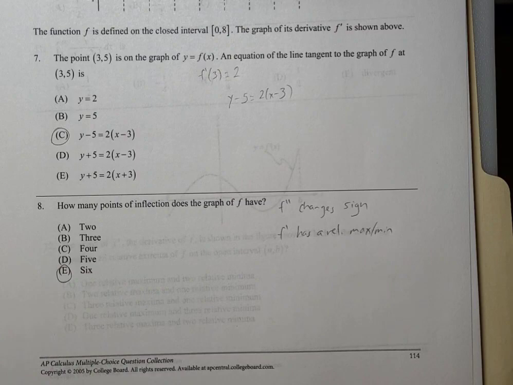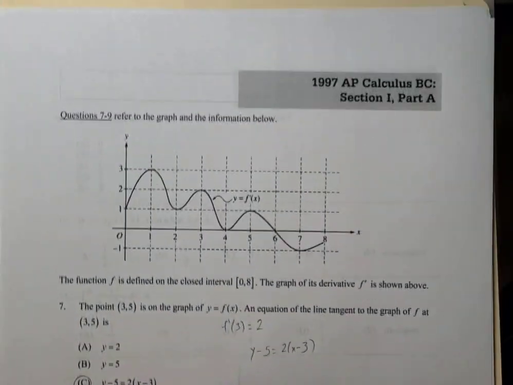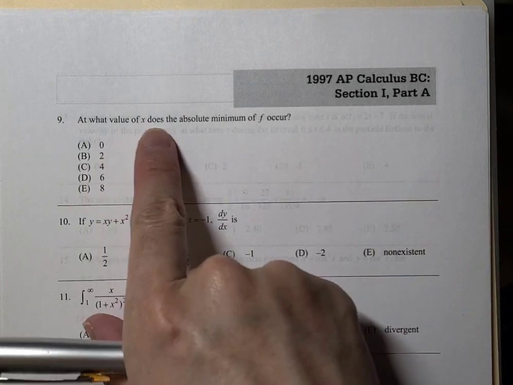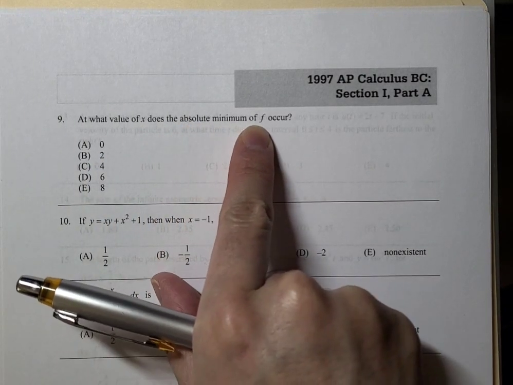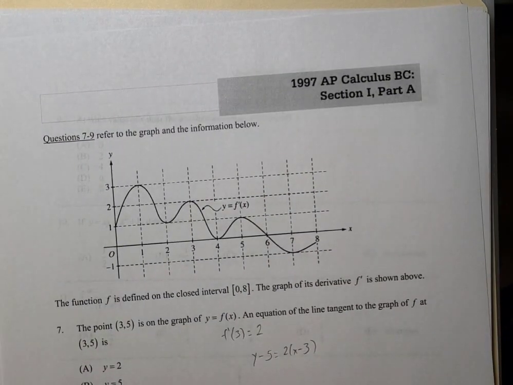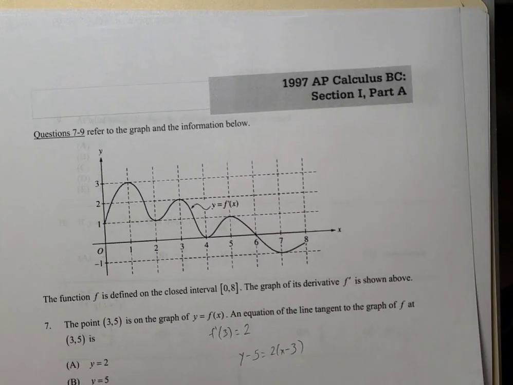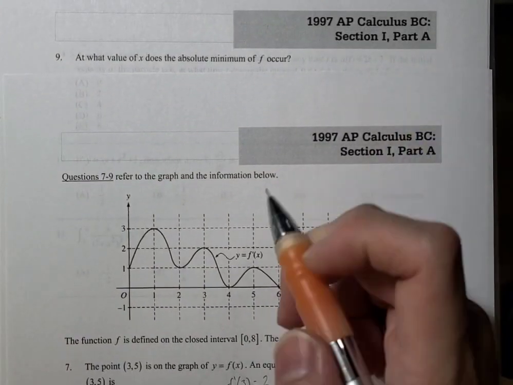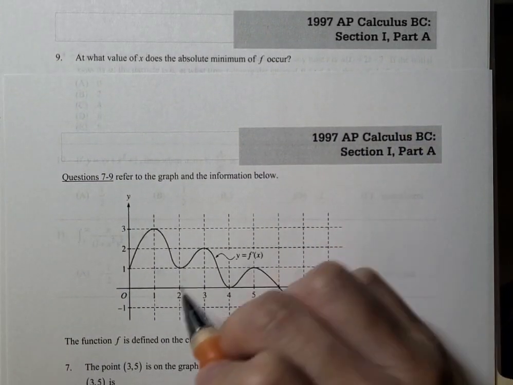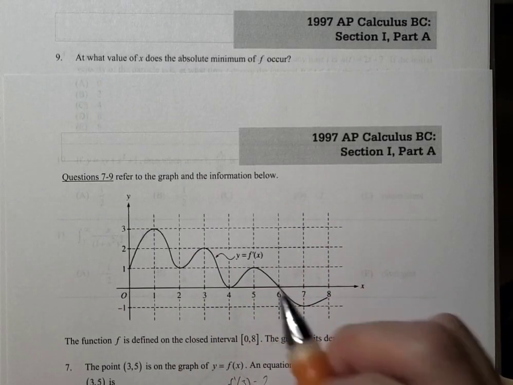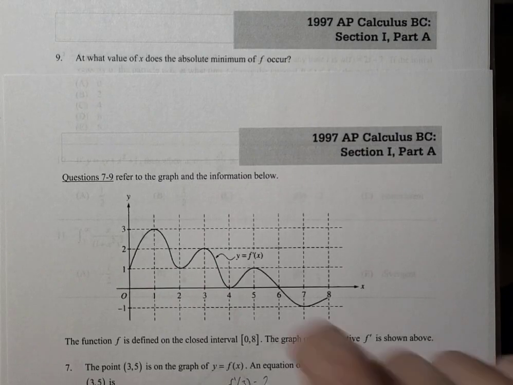Okay, and then number 9 also deals with this graph. What does it say? At what value of x does the absolute min of f occur? So you've got to be careful here. It's asking about the absolute min. You'll notice that there's no relative min, because when a relative min occurs, the derivative should change from negative to positive, and that never happens here. There's a relative max here, but there's no relative min. So that's why I asked for absolute min.